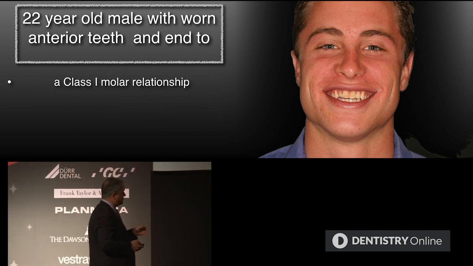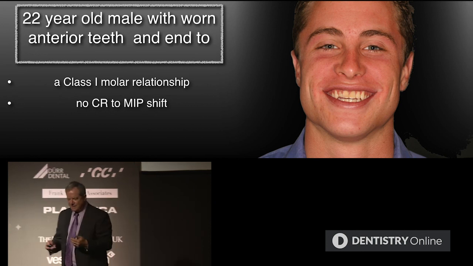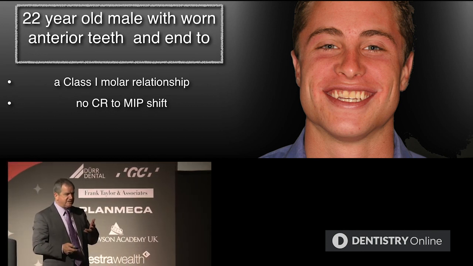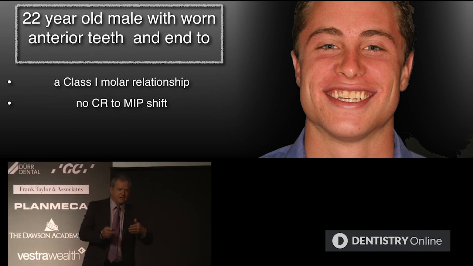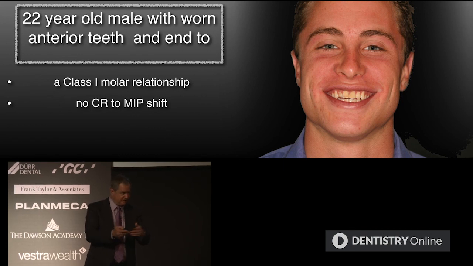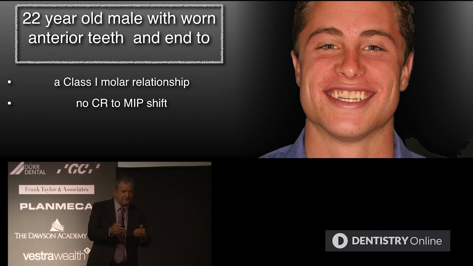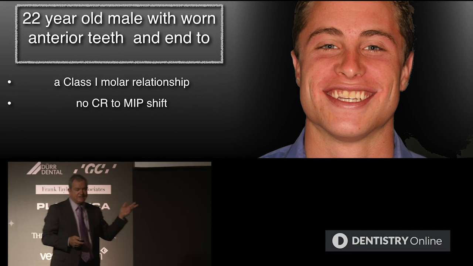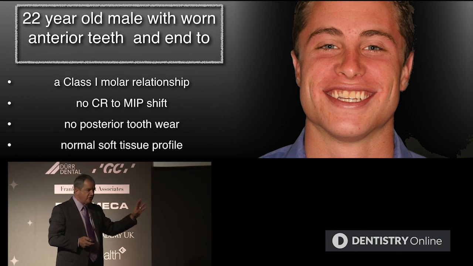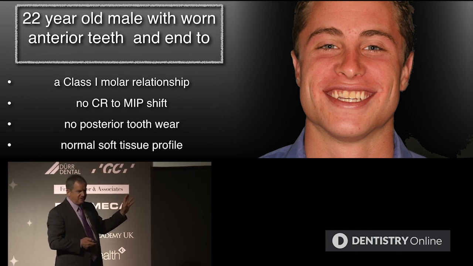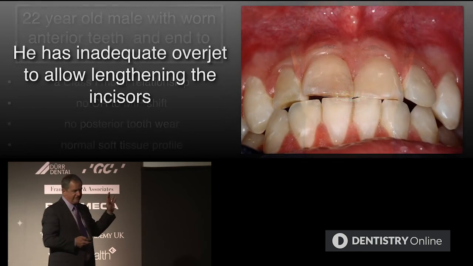Class 1 molar relationship, he does not have any discrepancy or minimal discrepancy between a seated condylar position and his intercuspal position. Why is that something we look at? Because when patients have end-to-end occlusions, and he does, he has an end-to-end anterior relationship, sometimes you can gain enough overjet just by repositioning the mandible into a seated condylar position. He doesn't have any shift, so that's not going to happen. Okay? He has 0 posterior tooth wear, and he has virtually no restorations in his head. So we're not going to want to do much dentistry on this young fellow.